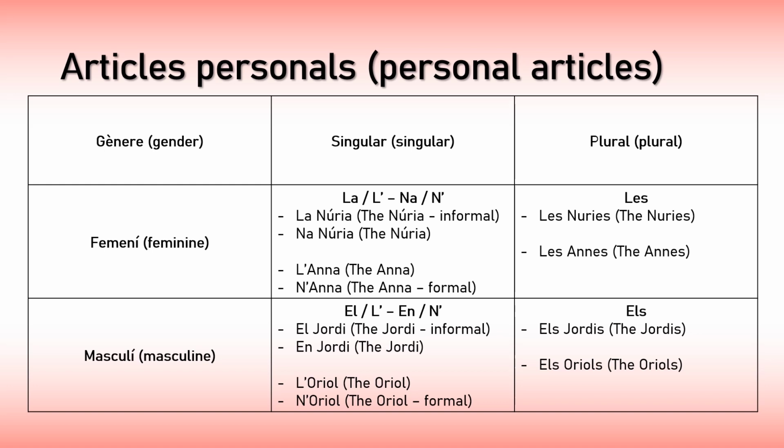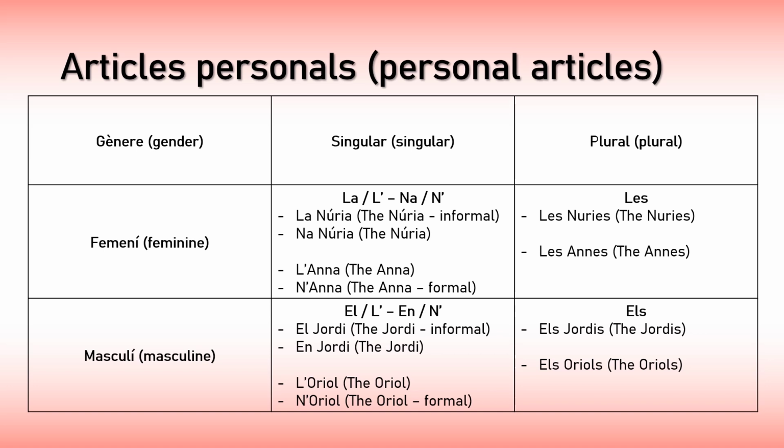If the name starts with a consonant, technically the correct way to say it is also with na or en. So if your name is Nuria, you would be referred to as na Nuria. However, it can sound formal for some people, so I think it's perfectly fine if you say la Nuria, or in masculine, el Jordi, instead of en Jordi.